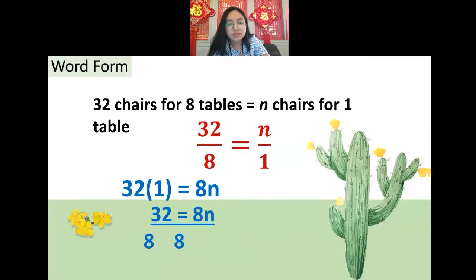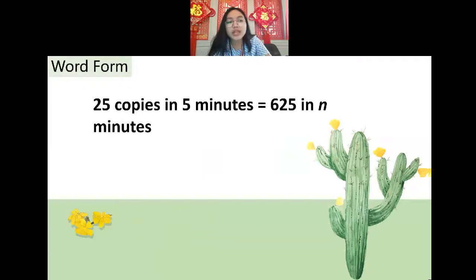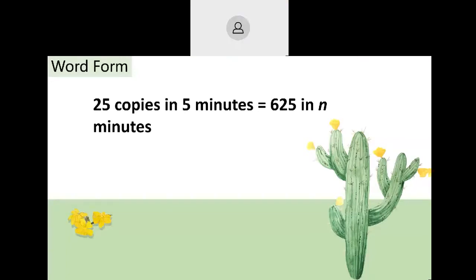Oh, this is still the same. Okay, next. 25 copies in 5 minutes is equal to 625 copies, sorry, copies in N minutes. So we have N minutes. All right, give me the fraction form or the colon form. Number 22 from room 2, chat your answer.